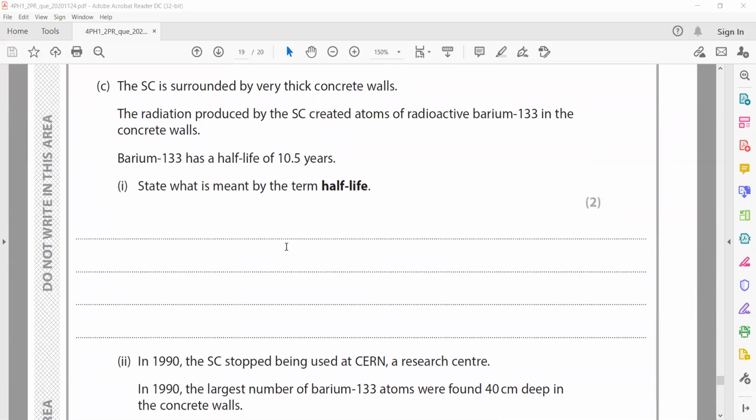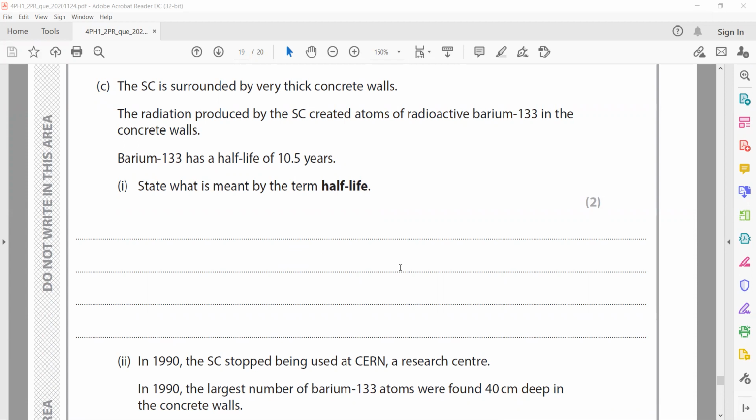SC is surrounded by a very thick concrete wall. The radiation produced by the SC created atoms of radioactive barium-133 in the concrete walls. Barium-133 has a half-life of 10.5 years. What is meant by the term half-life?